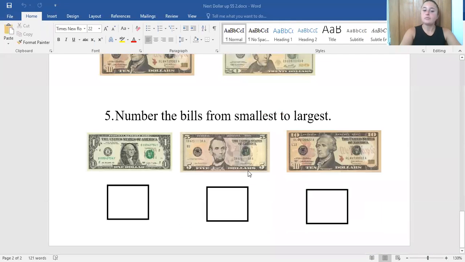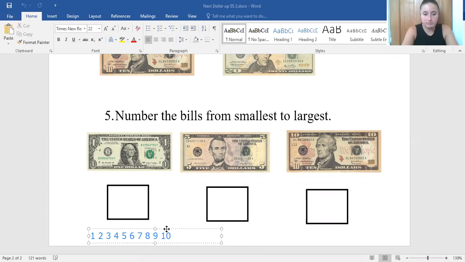Okay, number the bills from smallest to largest. So last week we did largest to smallest. This one's a little bit different. So what we're going to do is draw our number line. And this week we only have to go up to 10. It's the biggest bill that we have.